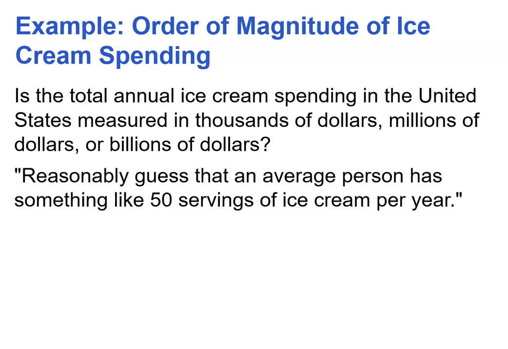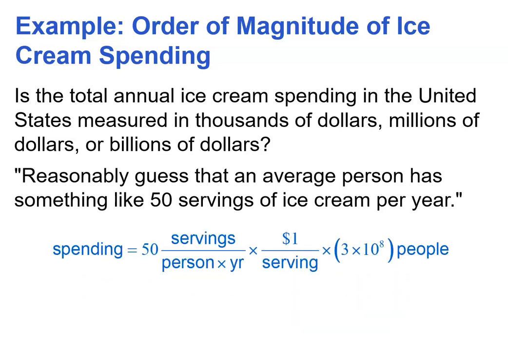Well, reasonably, we can guess that an average person has something like 50 servings of ice cream per year. So if we talk about the spending, the average person has 50 servings per year. And let's say a serving costs $1 a piece, so $1 a serving, times, and where are we coming up with 3 times 10 to the 8th? That is an estimation of how many people are in the United States.